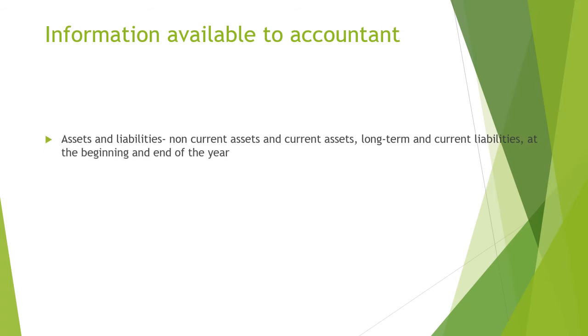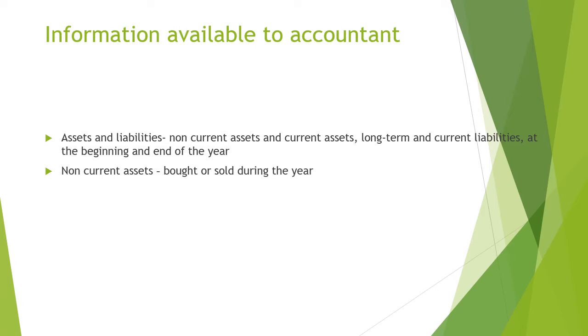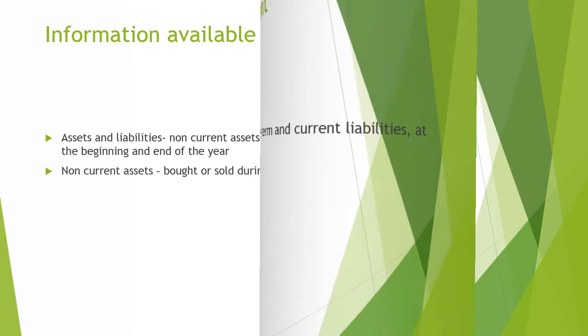Also, there is some information available to the accountant in the form of assets and liabilities: non-current assets and current assets, long-term and current liabilities at the beginning and end of the year, and non-current assets bought or sold during the year. These are all the information which might be available to a bookkeeper or an accountant when doing a double entry bookkeeping system or a single entry bookkeeping system.